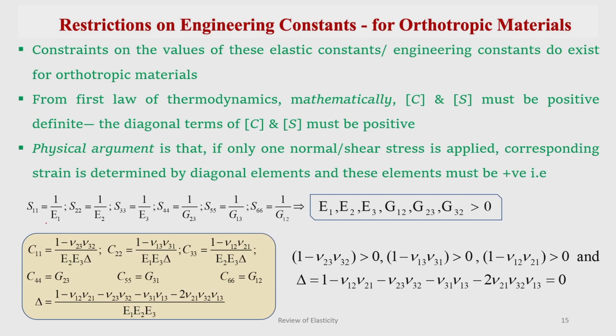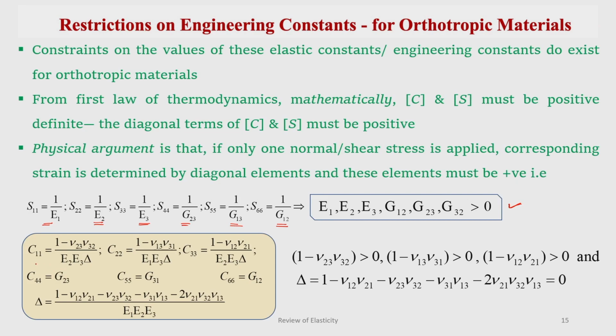The argument is that, as we just discussed, if we apply a normal stress along a particular direction, that must lead to a corresponding normal strain. If we apply tensile stress, it cannot lead to compressive strain in that direction, therefore they must be positive. So we know the elements of the compliance matrix in terms of engineering constants, and in order to have the diagonal elements positive, I have only written the diagonal elements here. The condition is that E1, E2, E3, G12, G23, G31 must all be greater than 0.